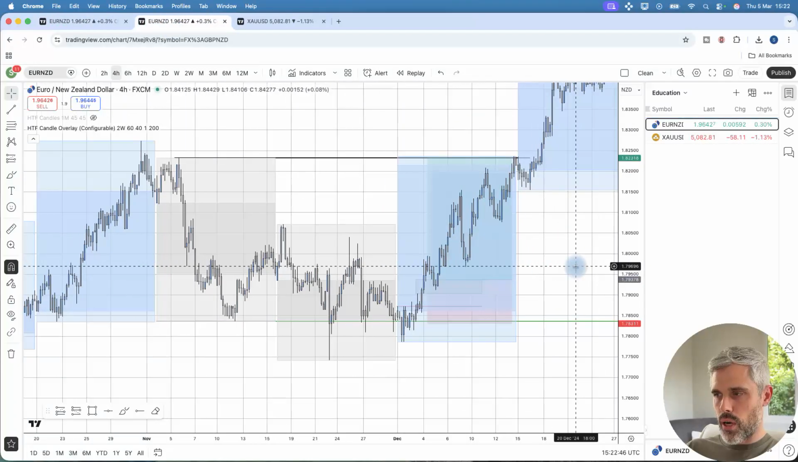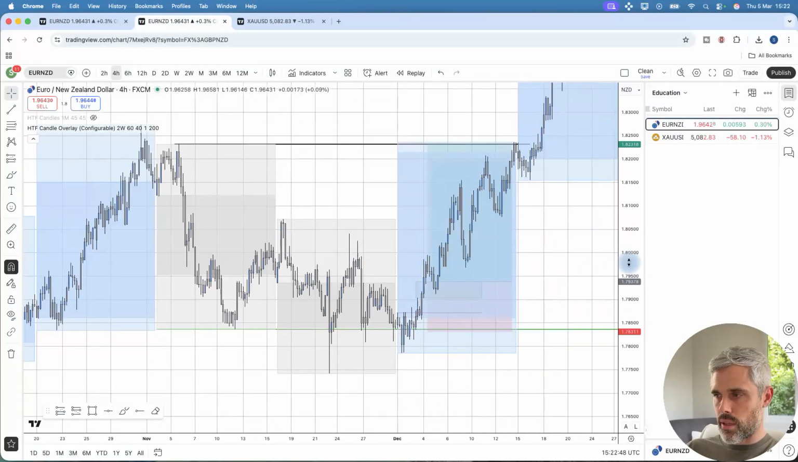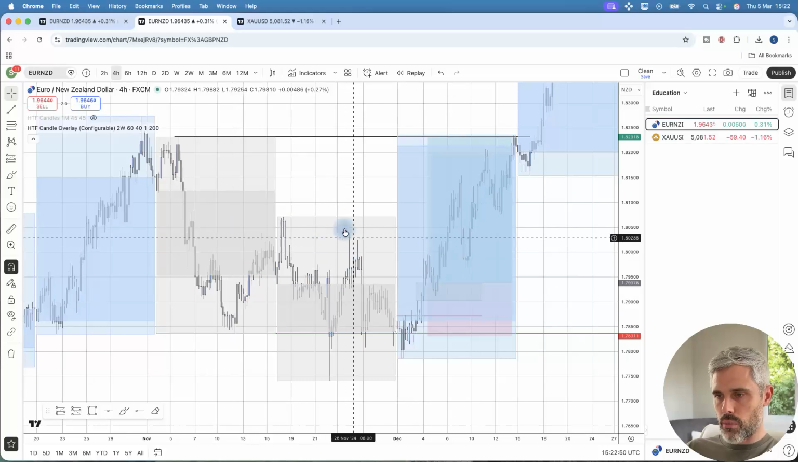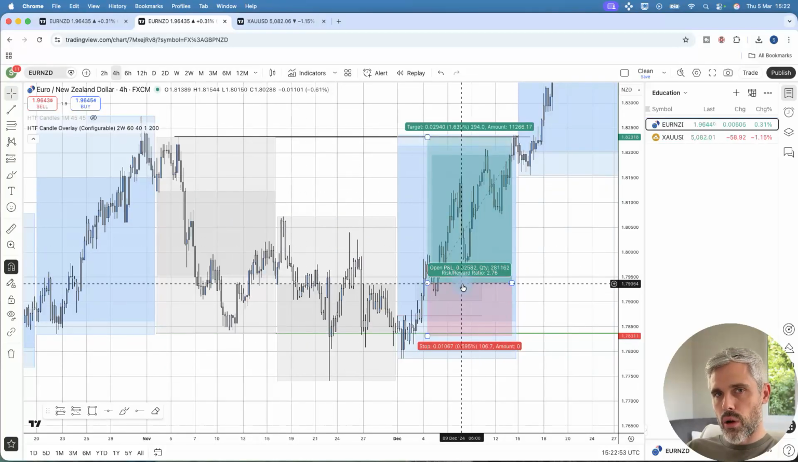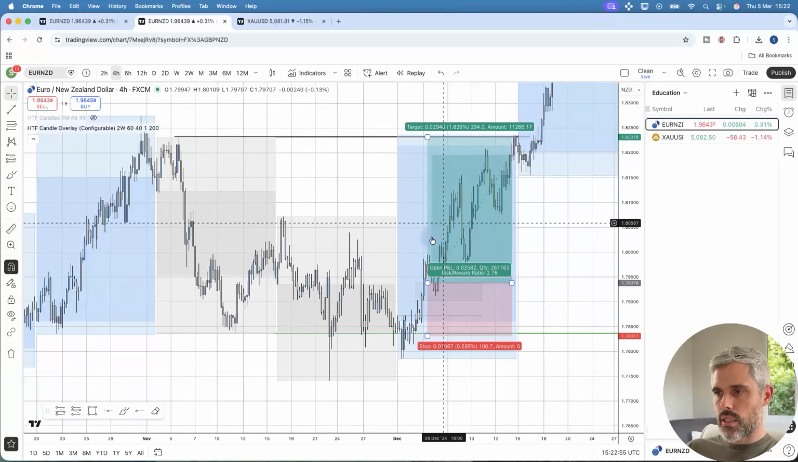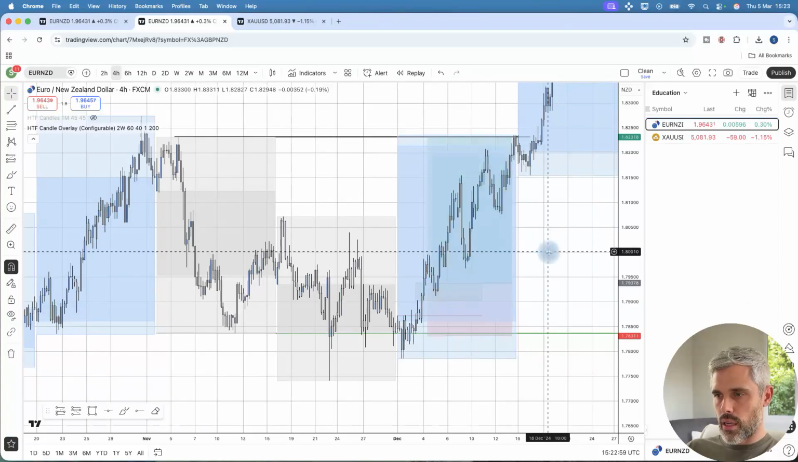So this is 4-hour price action. It does the exact same thing. It's showing you accumulation, manipulation, distribution. Price is completely fractal. So this is our 12-hour price action playing out. It's extremely clean.